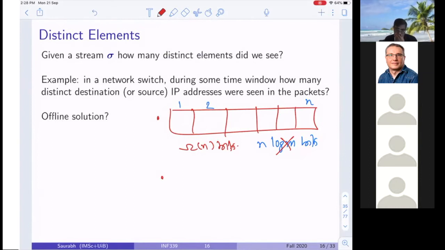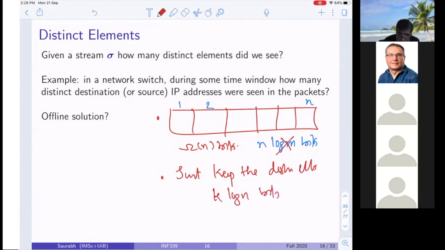So how much probability do you want to succeed? Oh, I'm not talking about probability at all at this point of time. Some offline solution. Just keep only the distinct elements? Yes, we can just keep the distinct elements, right? Right. Okay, that's great. Just keep the distinct elements. And that will take k log n bits, right?